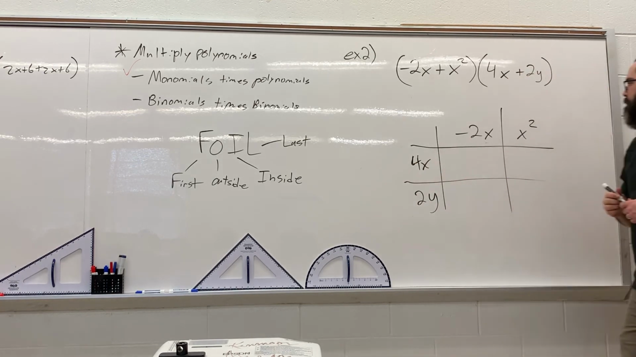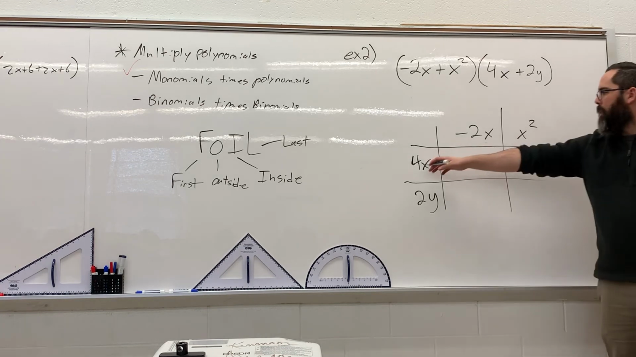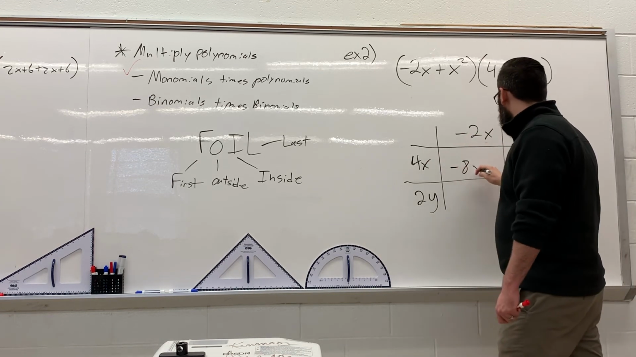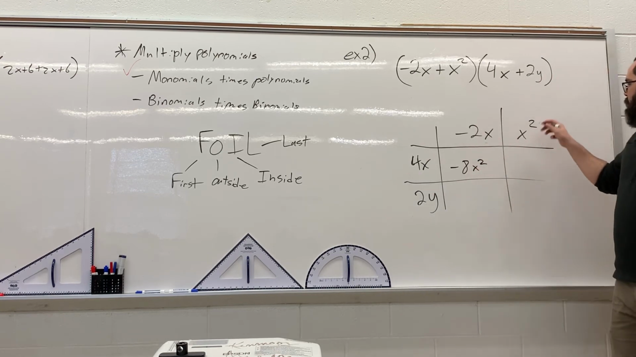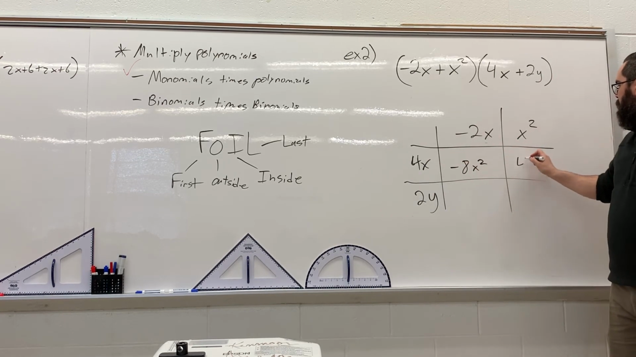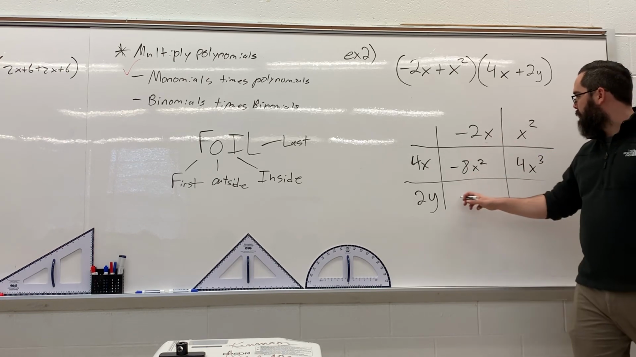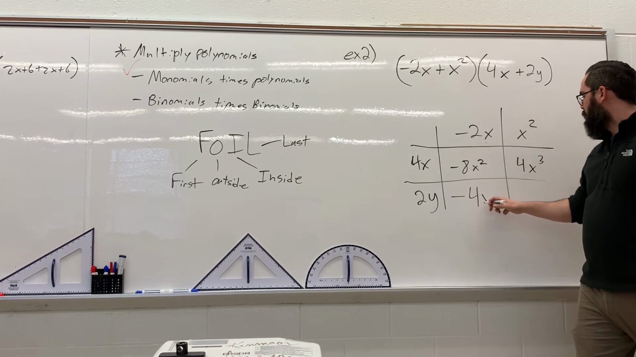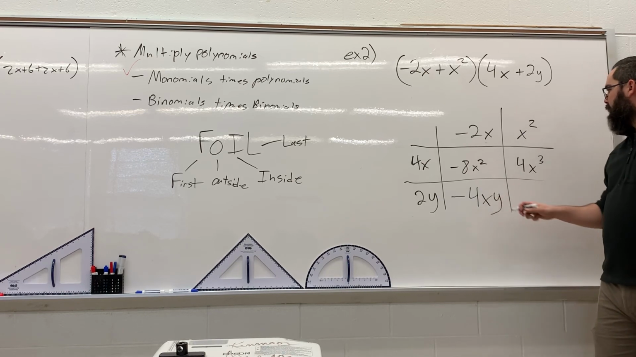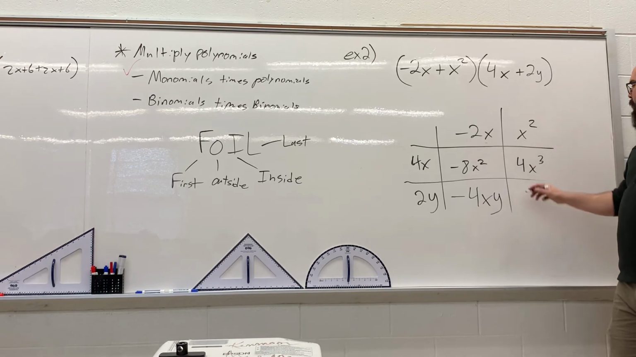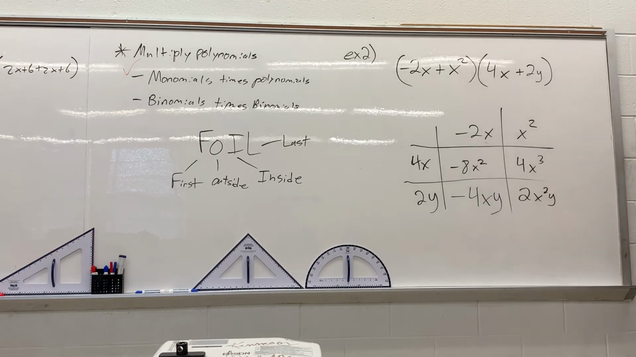All right. What is 4x times negative 2x? Negative 8x squared. What is x squared times 4x? 4x to the third power. And then what is 2y and negative 2x? Negative 4xy. And then this one is 2x squared y. And then here are your four terms.